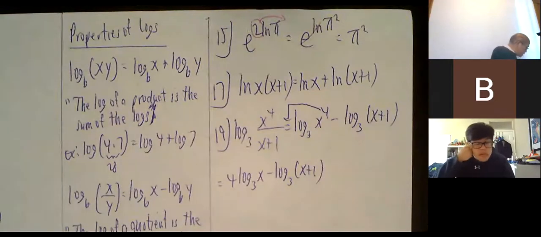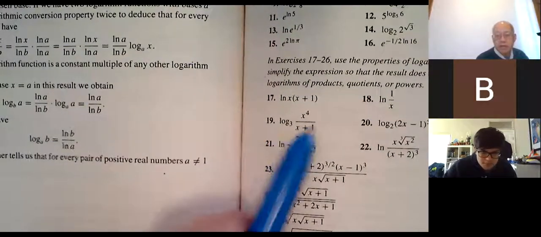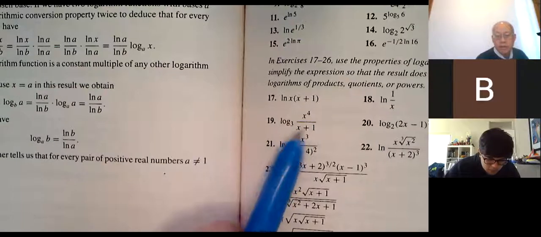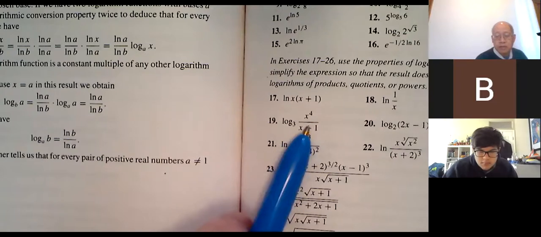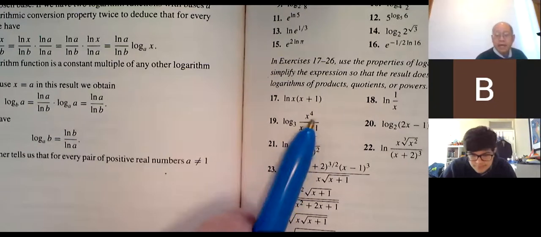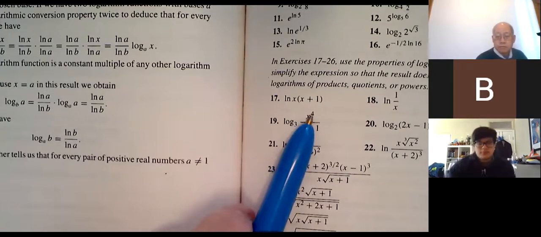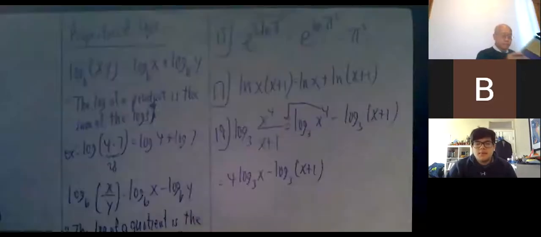Okay. In 19, a couple of things going on here. Log base 3 of x to the 4th over x plus 1. Okay, there's a division here. So can you guess what happens if I have a division? I will subtract. And then beyond that, there's a power. So what happens to the power? It's going to come down in front.